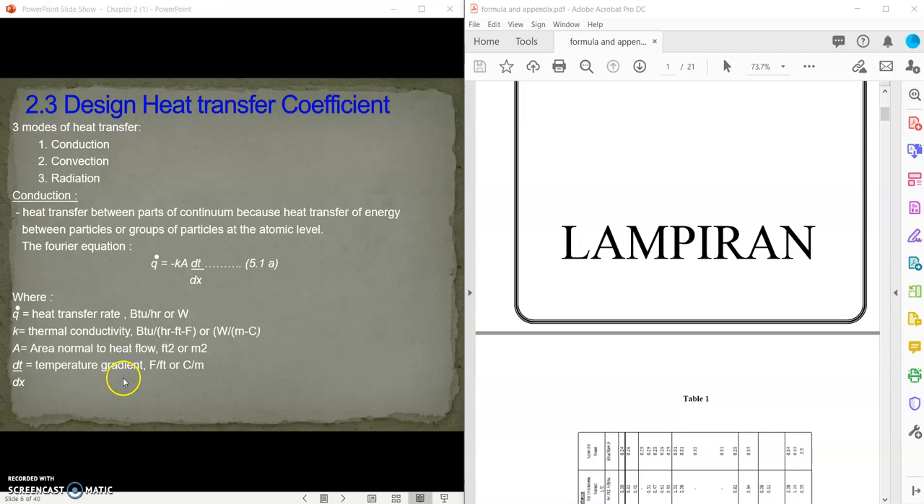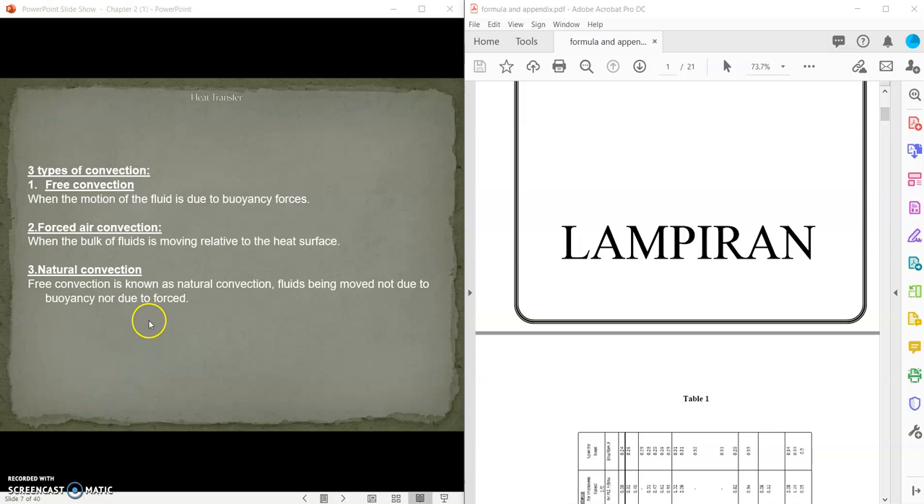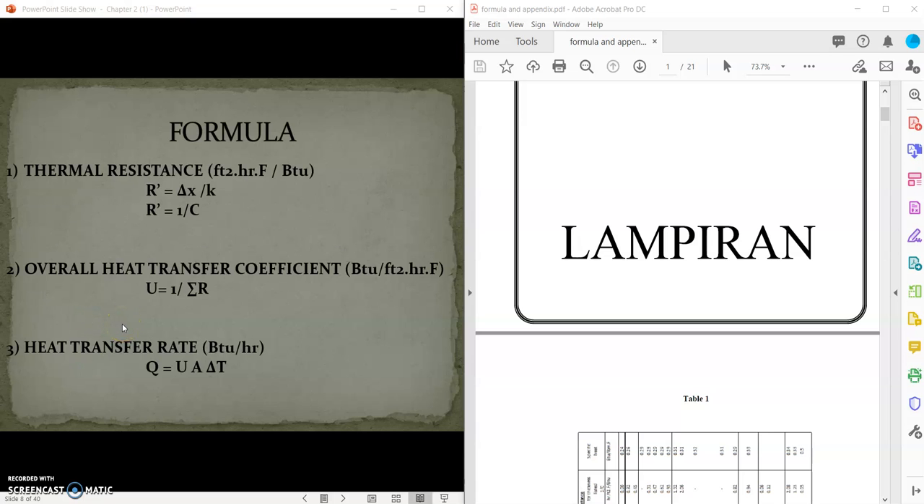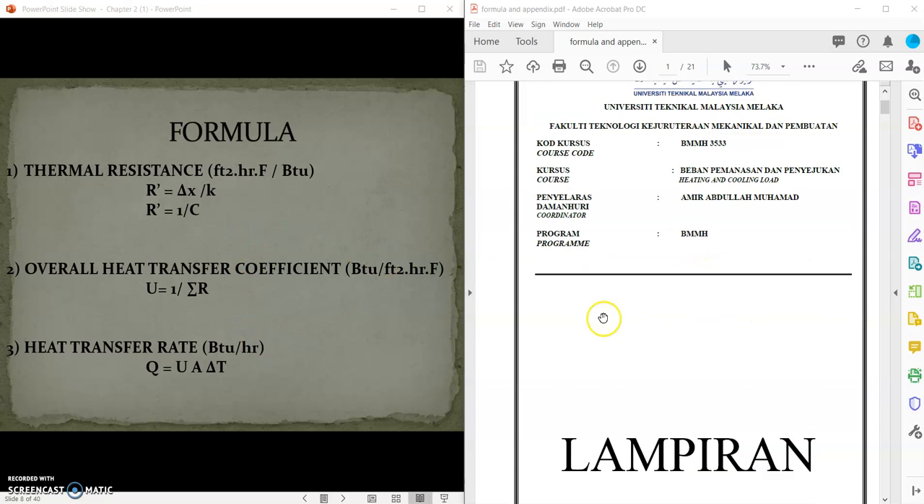Alright, basically there are three modes of heat transfer: conduction, convection, and radiation. You can read the typical meaning and how the heat transfer process happens, because I would like not to go deeply into heat transfer, as you are going to learn those three modes in your heat transfer subject. For convection, we have about three types: free convection, forced convection, and natural convection.